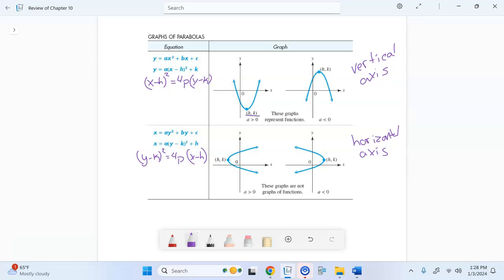Vertex is always h and k, no matter which parabola we have, it's h comma k. Then our leading coefficient is either going to open up on the vertical or right on the horizontal. If our leading coefficient is negative, we go down on the vertical or left on the horizontal. And I mentioned it before, the top two are functions, meaning they pass the vertical line test, but the bottom two are not functions. They would fail the vertical line test. So they are relations, but they're not functions.